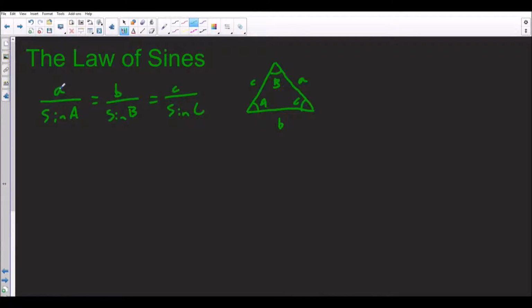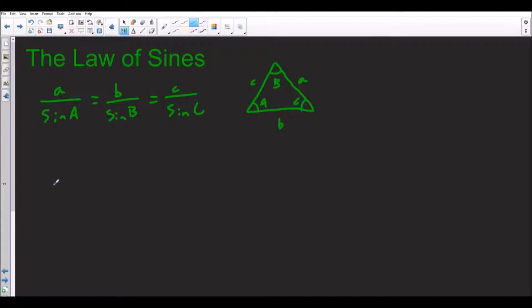All it is, you take an angle and the side across from it and compare it to another angle and the side across from that angle. So let's take a look and try it. This law works on triangles that aren't right angle, which is nice because all the laws we've covered up till now are just for right angle triangles.